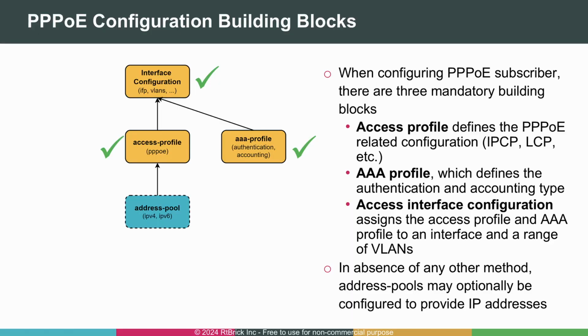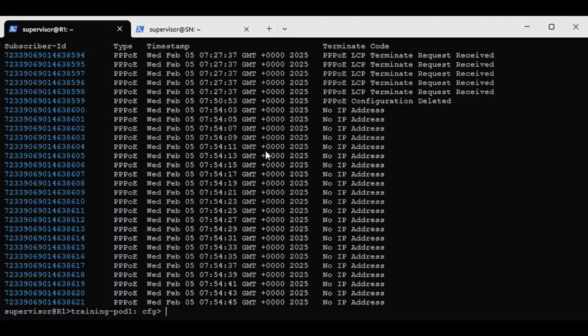As mentioned earlier, the address pool configuration is not mandatory, but as we have not defined any other method to assign an IP address to the subscriber, we will fix this issue by creating an IPv4 address pool. An IPv4 address pool is defined using the set access pool command hierarchy. In our example, the pool name is defined as PPPoE_pool_IPv4. The command requires us to configure the first and the last IPv4 address in the pool.